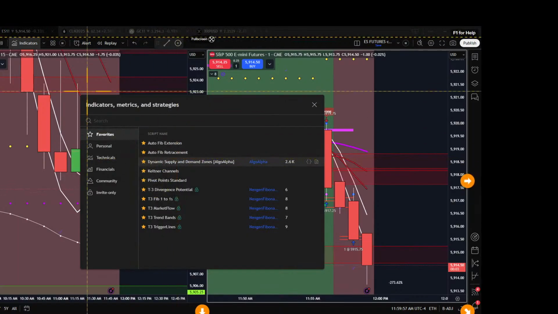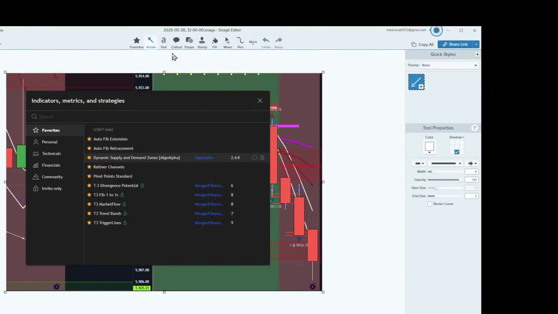This one right here. Dynamic supply and demand zones from Algo Alpha. This is the one that John found as the free version. It's not as good as Chart Prime, but it'll at least give you something to look at.